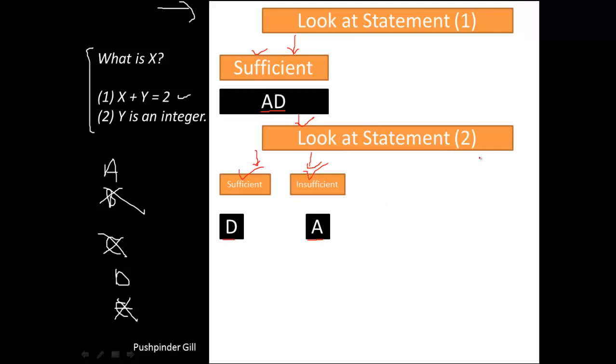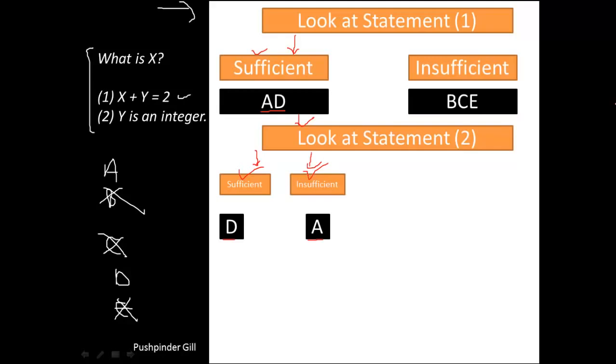Now let's talk about the insufficient part. Suppose you look at statement 1 and it turns out to be insufficient. With A and D gone, the answer choices left are B, C and E. So if statement 1 is insufficient, you have only three answer choices left. Then what do you do? You look at the second statement. Again, it can either be sufficient or insufficient.